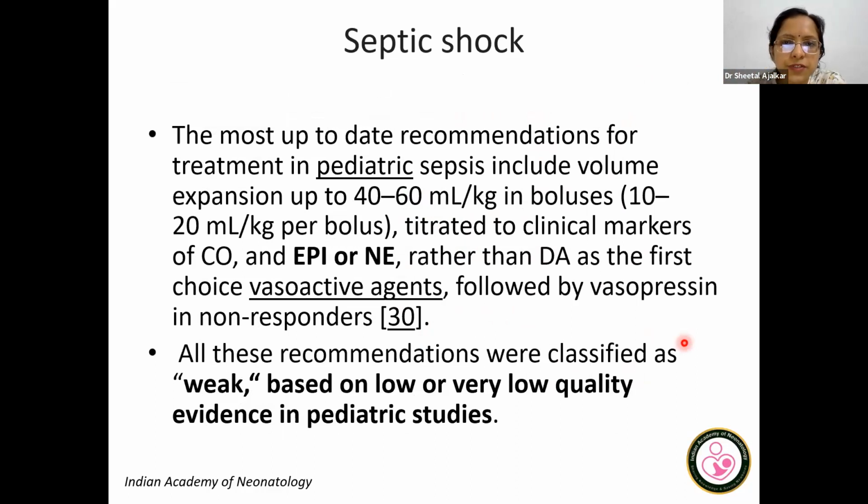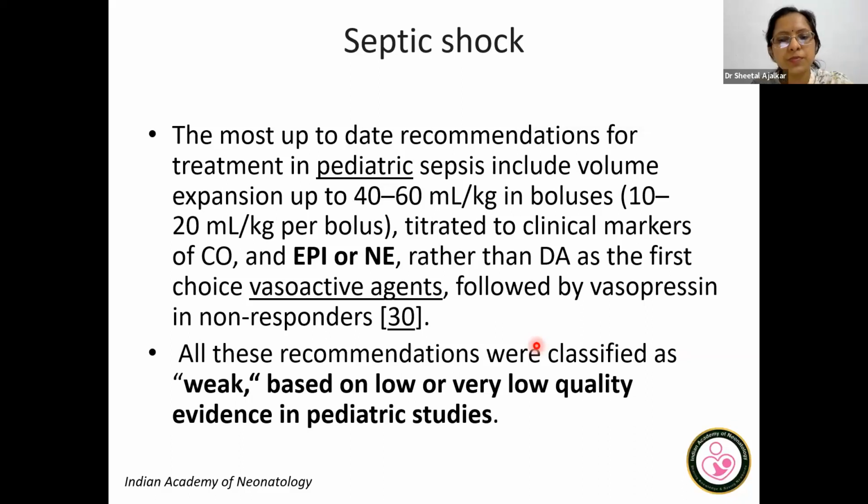So for the evidence for treatment of septic shock, if we look at the pediatric sepsis guidelines, the first thing in sepsis is 40 to 60 ml per kg of volume, and the drugs which are used are epinephrine or norepinephrine, even in adults. So for septic shock, epinephrine or norepinephrine are used after the fluid boluses, and dopamine is not the first drug. And after epinephrine or norepinephrine, vasopressin is used in the non-responders. So these are the main recommendations for pediatric shock.